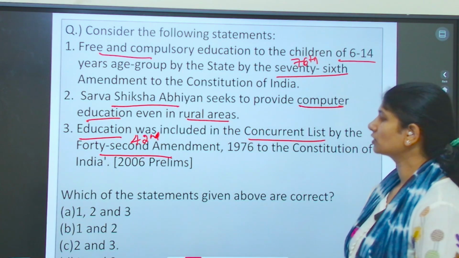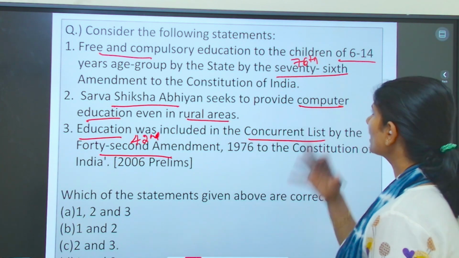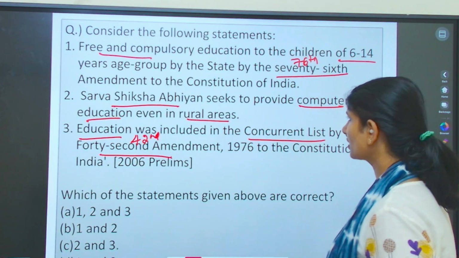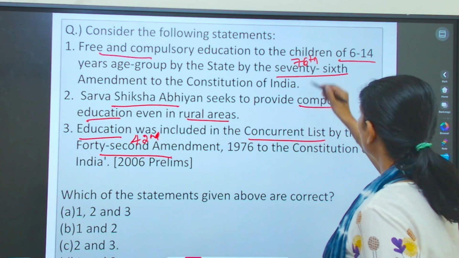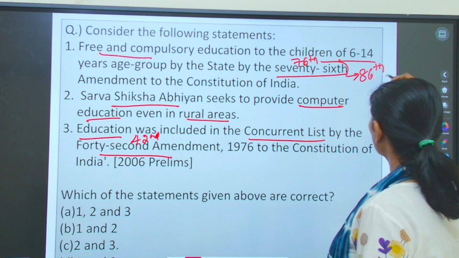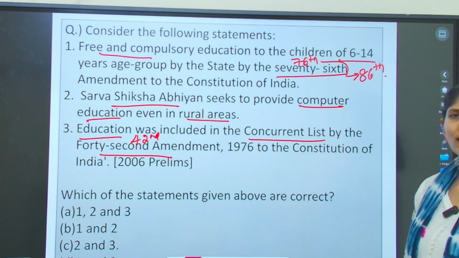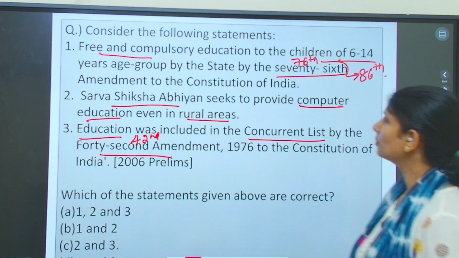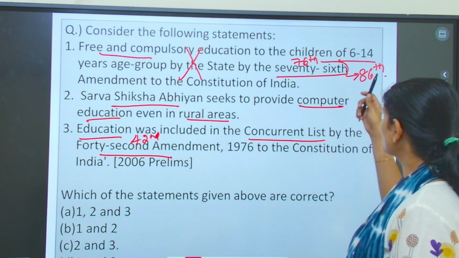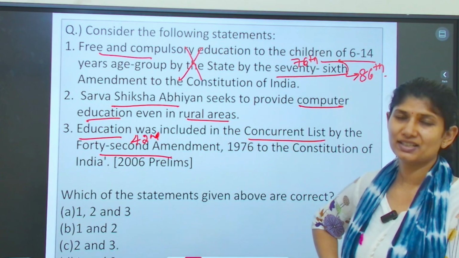Now, first and foremost, look at this. This is an amendment kind of question only, right? Free compulsory education, children of 6 to 14 years of age group by the state. All this is correct. But here it is not 76th, it is 86th constitutional amendment. Do you see the difference, how they have just tried to trick you with the amendment number? So, because of that, this statement is wrong. The 86th Constitutional Amendment of 2002 was the one that added free and compulsory education, not the 76th Amendment.